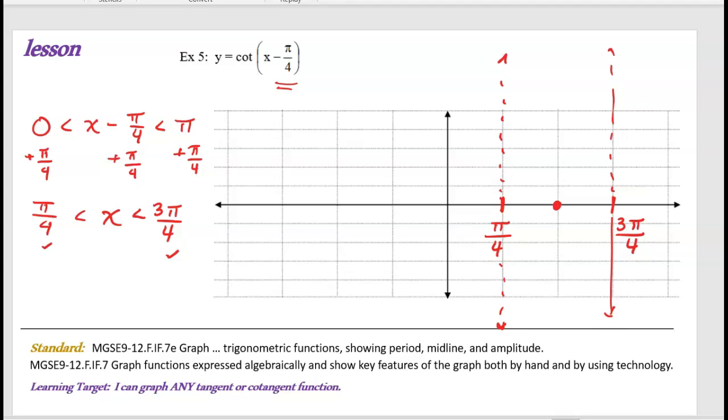This x value is going to be halfway between pi over 4 and 3 pi over 4, which is 2 pi over 4, which is pi over 2. Now here's what we have not done. What's halfway between 1 pi over 4 and 2 pi over 4? It's going to be 3 pi over 8. How do I know this?